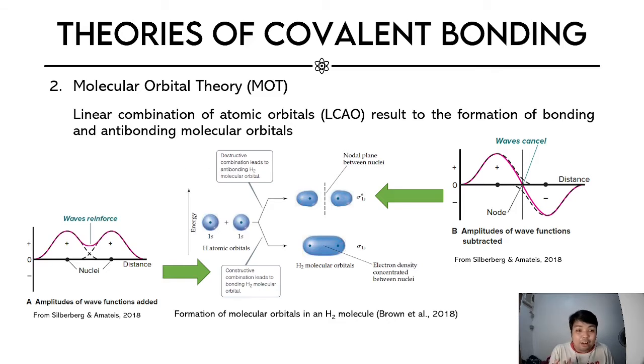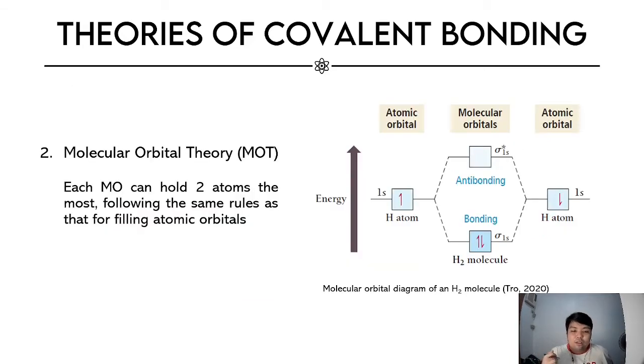It cannot affect how hydrogen atoms bond with each other in the hydrogen molecule. So now, just like an atomic orbital, a molecular orbital can hold at most 2 electrons, and it will follow the same rules for filling atomic orbitals. That would include your Aufbau principle, your Pauli's exclusion principle, and your Hund's rule of maximum multiplicity.